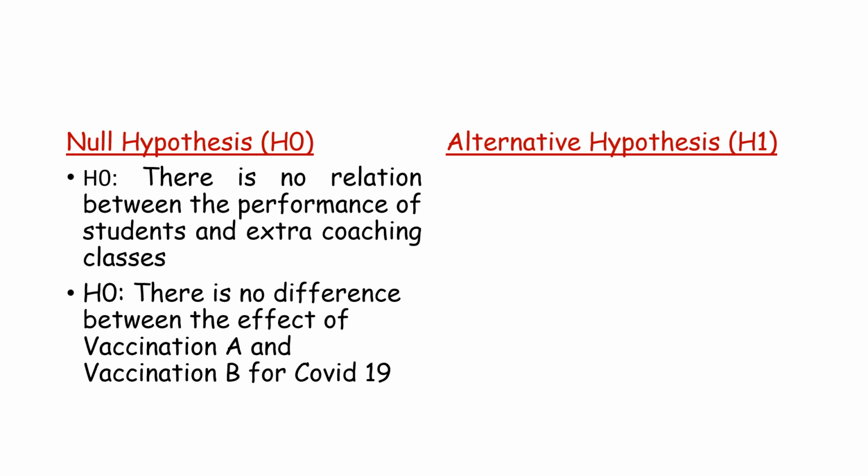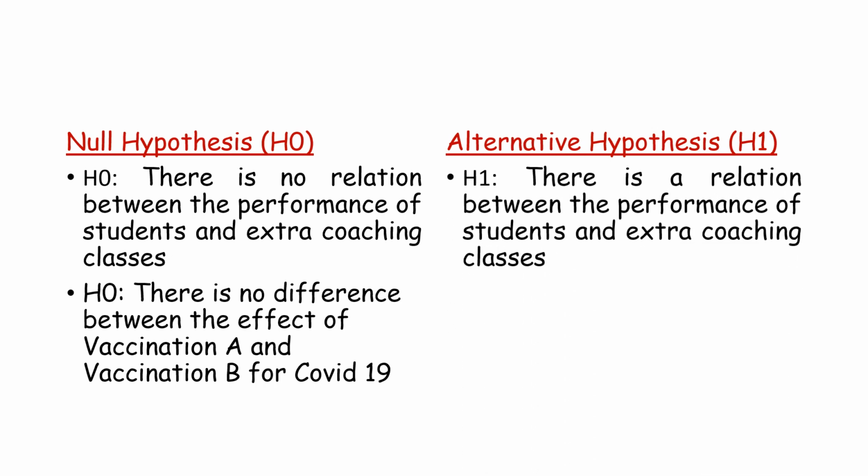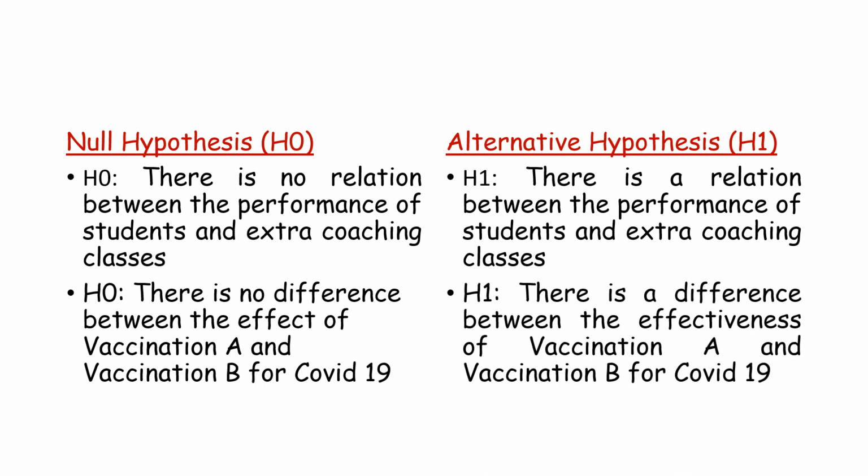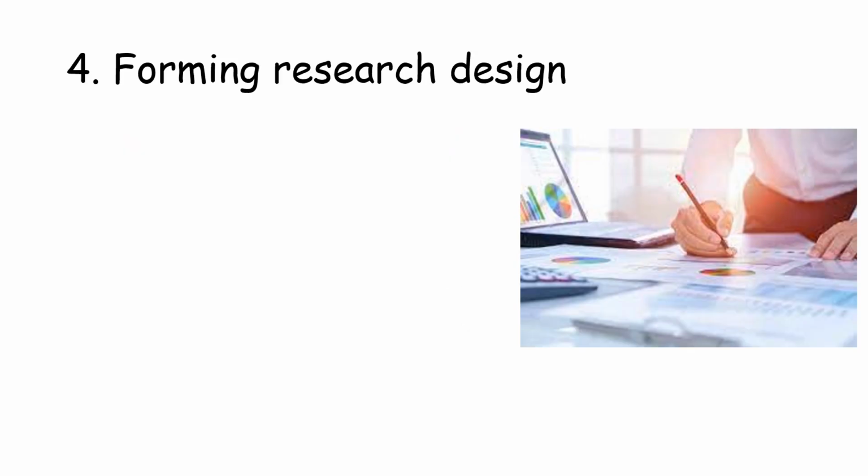Alternative hypothesis is the opposite of the null hypothesis. Alternative hypothesis is considered to be true if the null hypothesis is rejected. Here there is an example which is the opposite of the H0 statement. There is a relation between the performance of students and extra coaching classes. And the second example, there is a difference between the effectiveness of vaccination A and vaccination B for COVID-19.